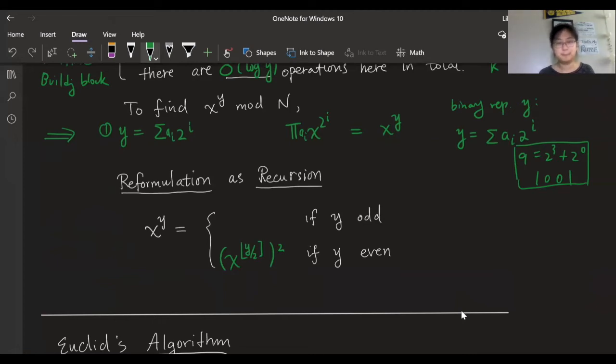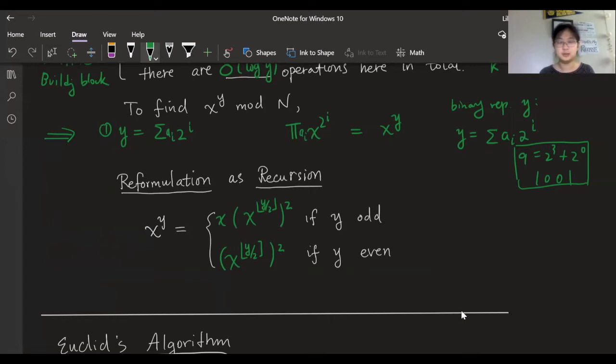Now, if y is odd, then I can just make it even by pulling out a factor of x. And now what's inside is still x to the y over 2 floored, squared. And the reason I can still keep this floored is because, if y is odd, then y over 2 floored is going to shave off an extra copy of x than we intended. It's like saying 5 divided by 2 floored is 2, 2 times 2 is 4, but then there's an extra 1 until we get to 5.